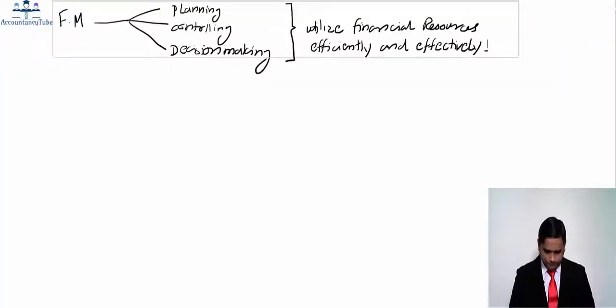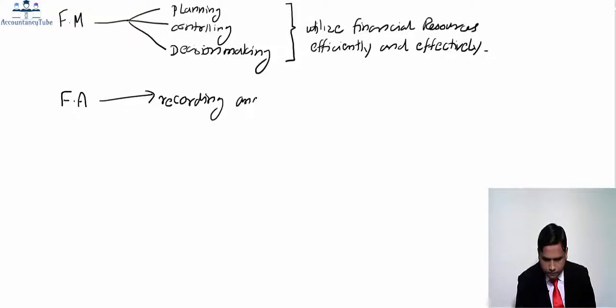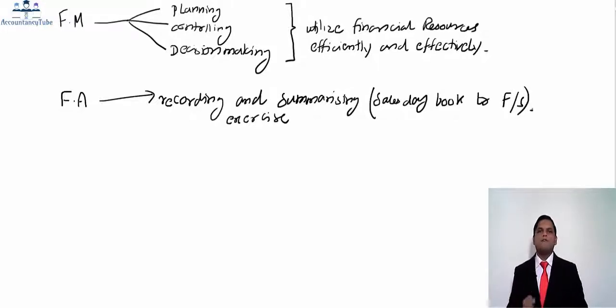Let's put that in our chart as well. Financial accounting is basically a recording and summarizing exercise, that is from sales day book to preparation of financial statements. This is the scope of financial accounting.